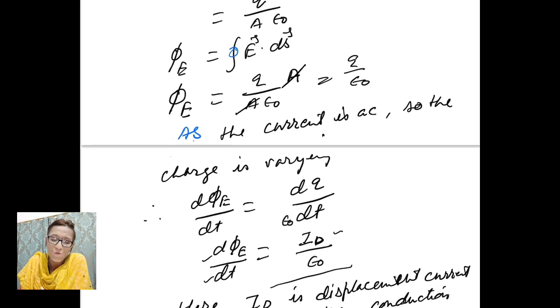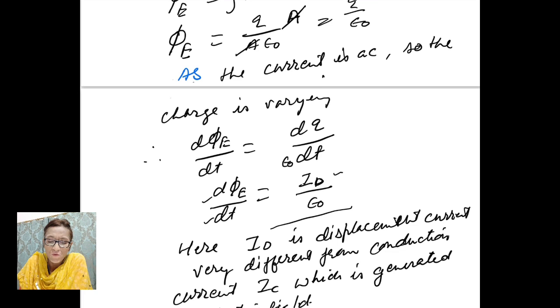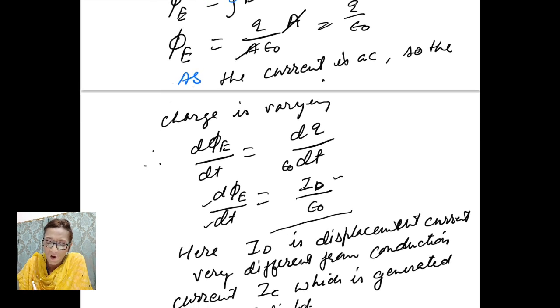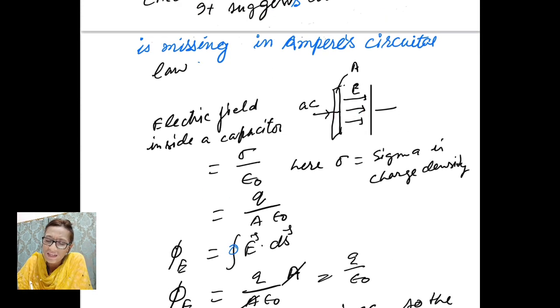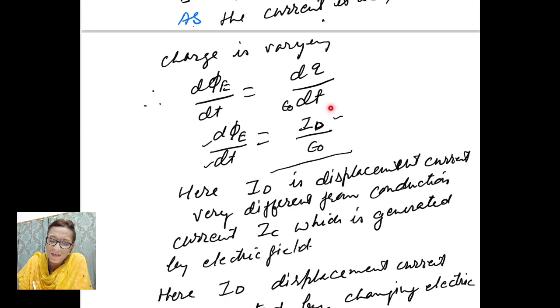Now when you differentiate this flux with respect to time, you will find that d phi e, the rate of change of electric flux with respect to time, is equal to dq upon dt upon epsilon naught. And you know that dq upon dt is a current. And this current which is flowing inside the plates of the capacitor, he took as displacement current, I displacement.